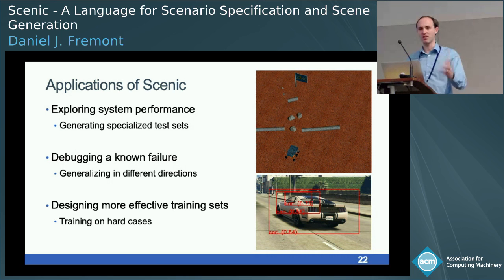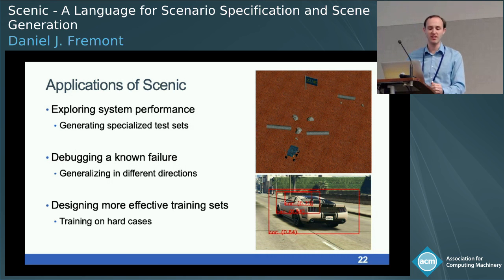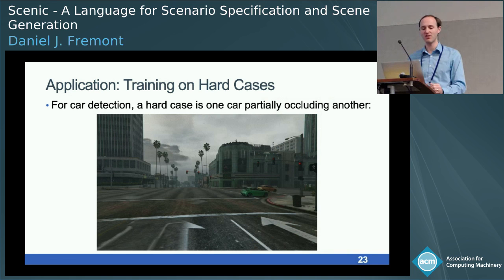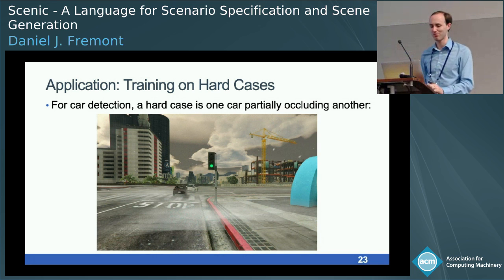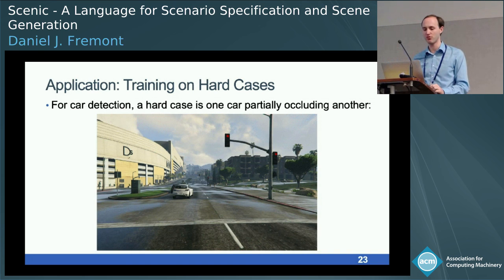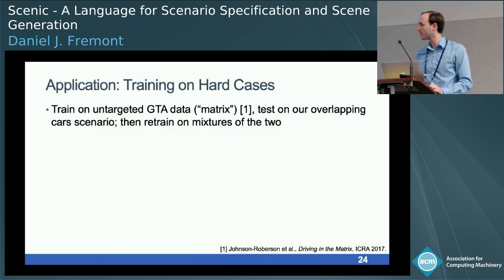The application I'll talk a little bit about is designing more effective training sets by training on hard cases. So for car detection, for example, an obvious hard case is where one car is occluding your view of another car. So we can write a Scenic program generating that type of scene. So here's a bunch that are sampled from that Scenic program, which is just a few lines. And then use that to emphasize the representation of these type of images in the training set. So we did an experiment where we took an existing data set from that same video game that was obtained by just driving around at random and taking screenshots periodically.